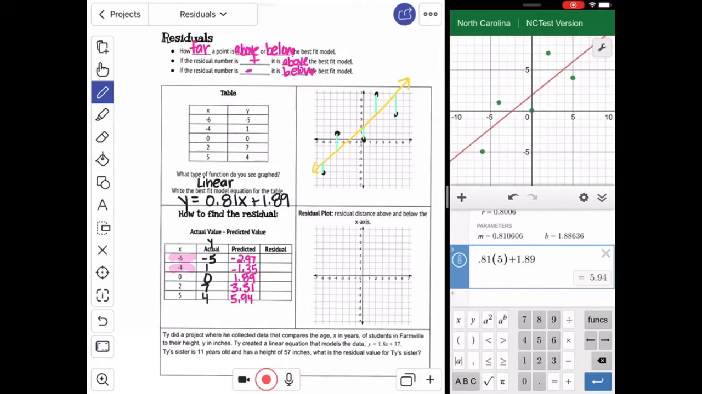Now, in order to find the residual, the distance that my actual point is from the best fit model, or the predicted value, we're going to subtract the actual minus the predicted. The actual value minus the predicted value. So for my first one, I have the actual value here that we should have gotten for my y value is -5. We're going to subtract the predicted value. That predicted value is -2.97.